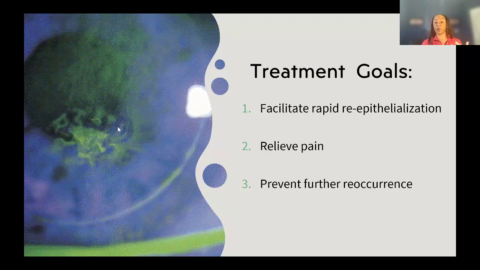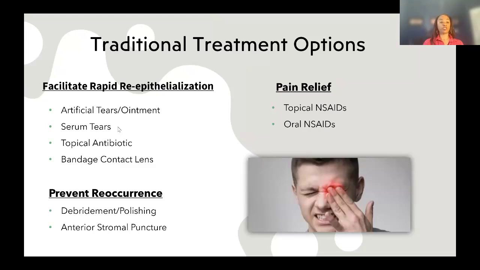We want to relieve their pain. And mainly for this patient specifically, we want to prevent reoccurrence. So what are the traditional treatment options? To facilitate rapid reepithelialization, typically patients are prescribed artificial tears, ointment at night. Some patients that deal with this recurrently over and over and over have serum tears on board.